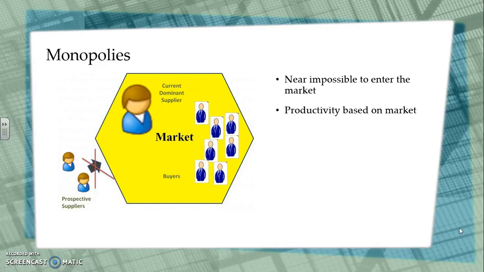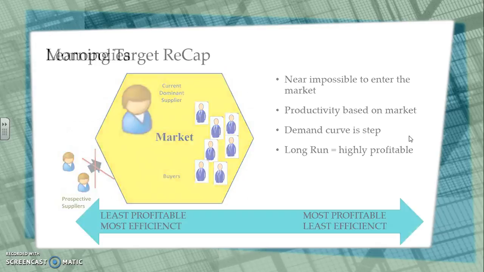So, productivity is based on the market and based on the desires of the supplier or the individual monopolist. The demand curve is really steep, that's supposed to say steep, not step, in which if the price gets too high too quickly, the buyers will exit the market very quickly. In the long run, monopolies are highly profitable, assuming that the monopolist has found a point where buyers and sellers can both be happy, even though their productivity could be limited or smaller than the market dictates.